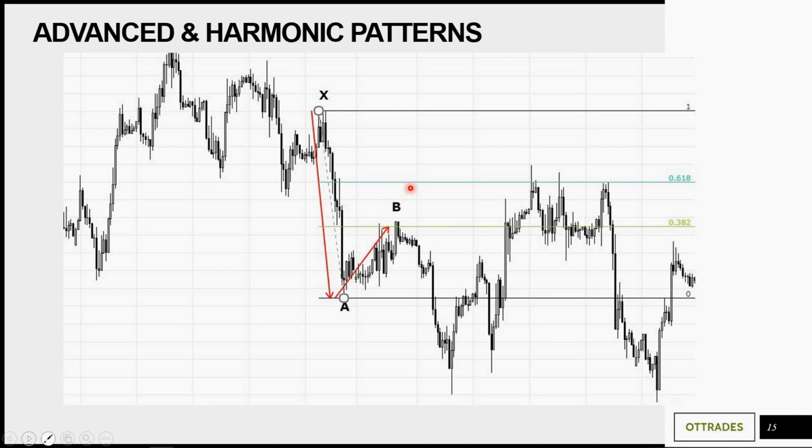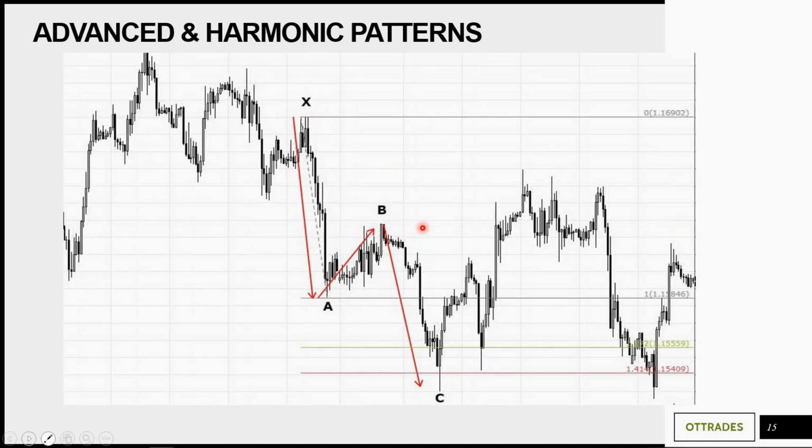Okay, so even if the candle wick exceeds that 618 level, like it does here, but doesn't close past it, that B point is still valid. So long as we've got a candle close between these two levels, that is going to form our B point. So we've got X to A to B, and the B point is completed now. Next is the C point.